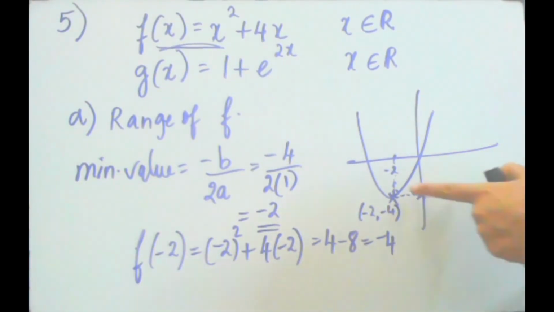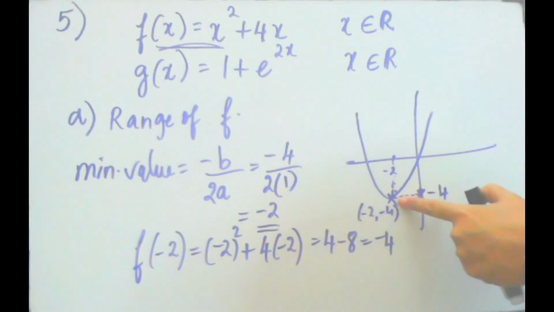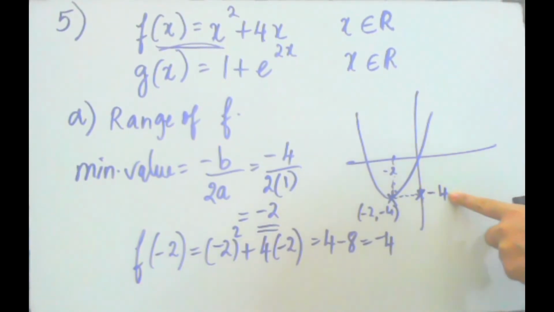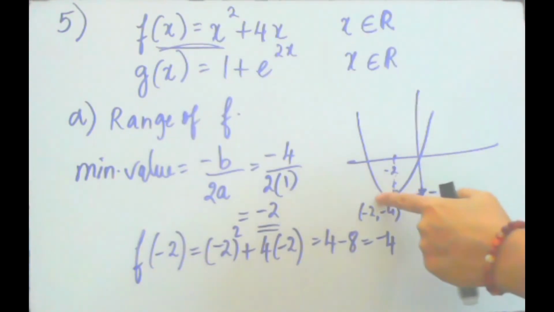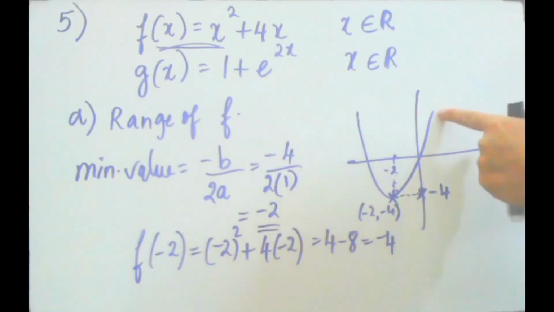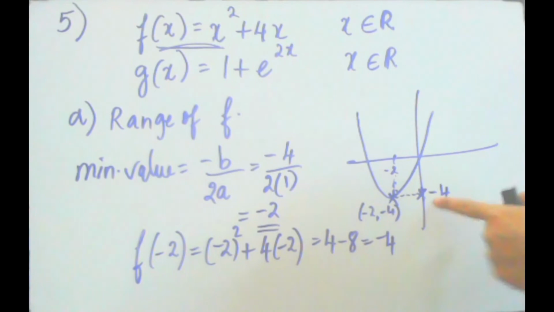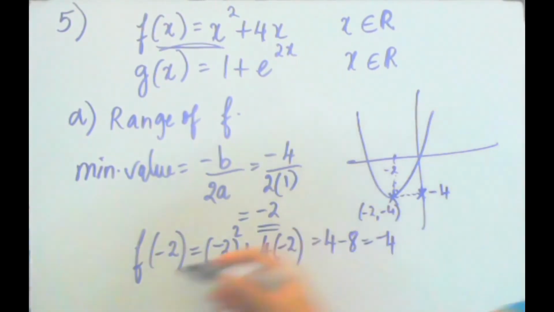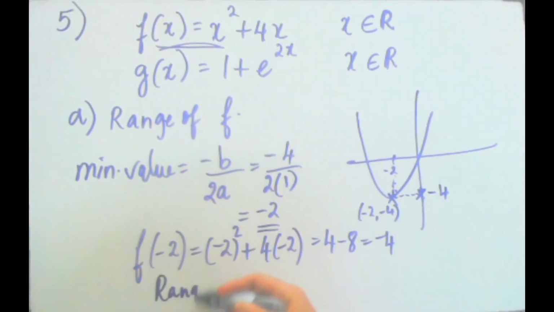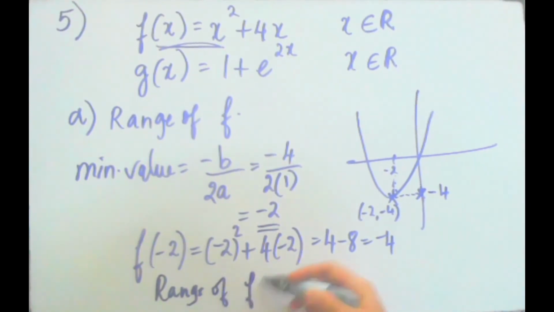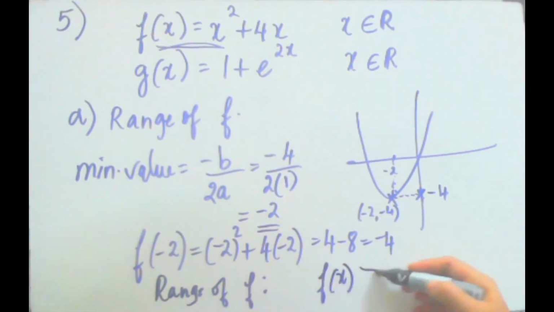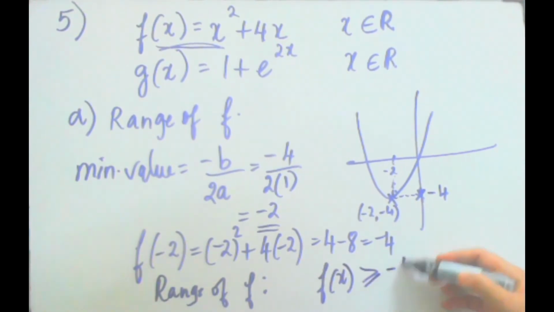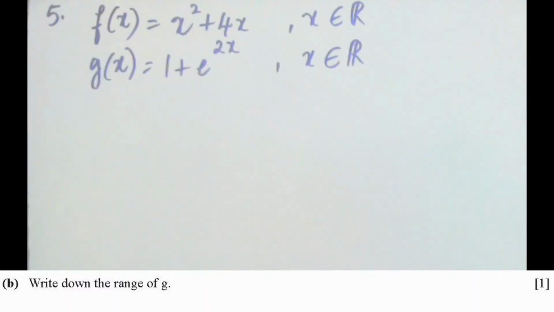We can see from the graph that the minimum value is minus 4, and the value of y, which is nothing but the value of f of x, increases on either side. It never goes less than that, and hence we can say the range of f is f of x greater than or equal to negative 4. Now we will see how to solve part B.